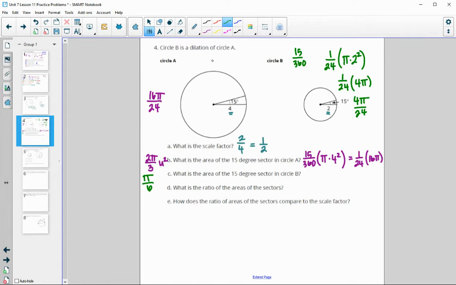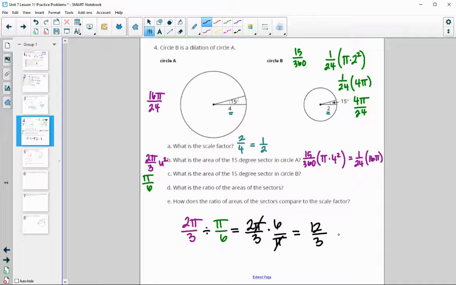So we want to divide them. So we're going to take 2 pi over 3, and then we're going to divide that by pi over 6. So ratio means dividing. And then dividing is the same as multiplying by the reciprocal. So I'm going to change this to times 6 over pi. These pi's will cancel, and you'll get 12 over 3, which gets you 4.